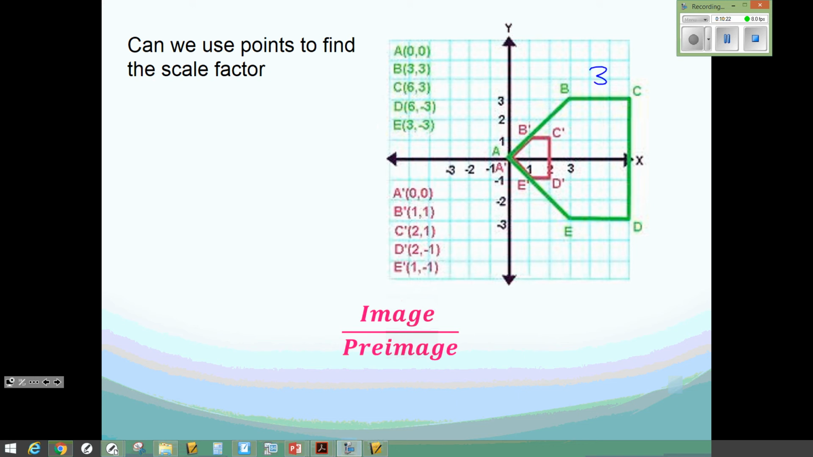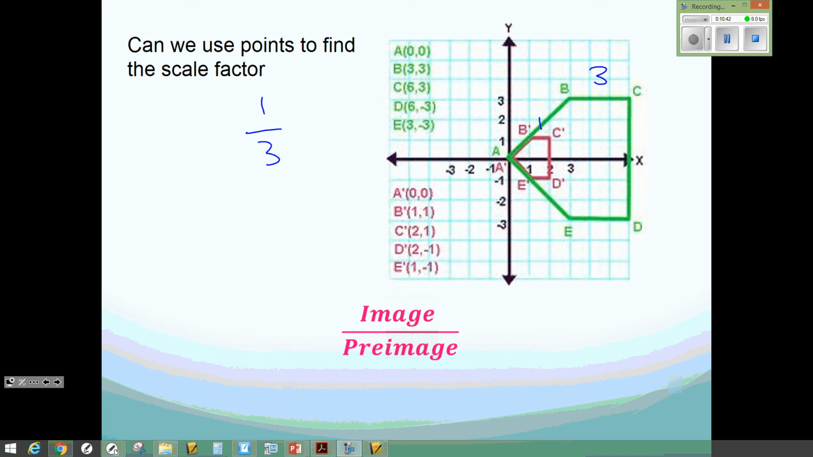So that's 3. Okay, so image over pre-image, you did 1/3, and that gave you that. Did anybody else use a different side or anything like that to find this? Everybody used BC? All right.